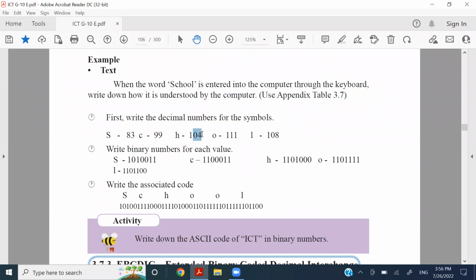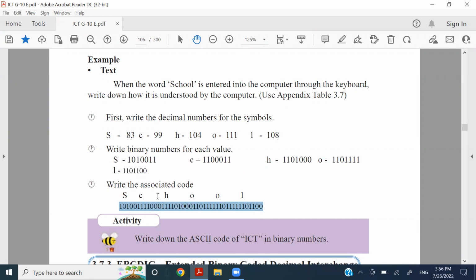And small o is 111, small l is 108. So here they have shown you the representation, and here they have written the lengthy binary code for the word school.